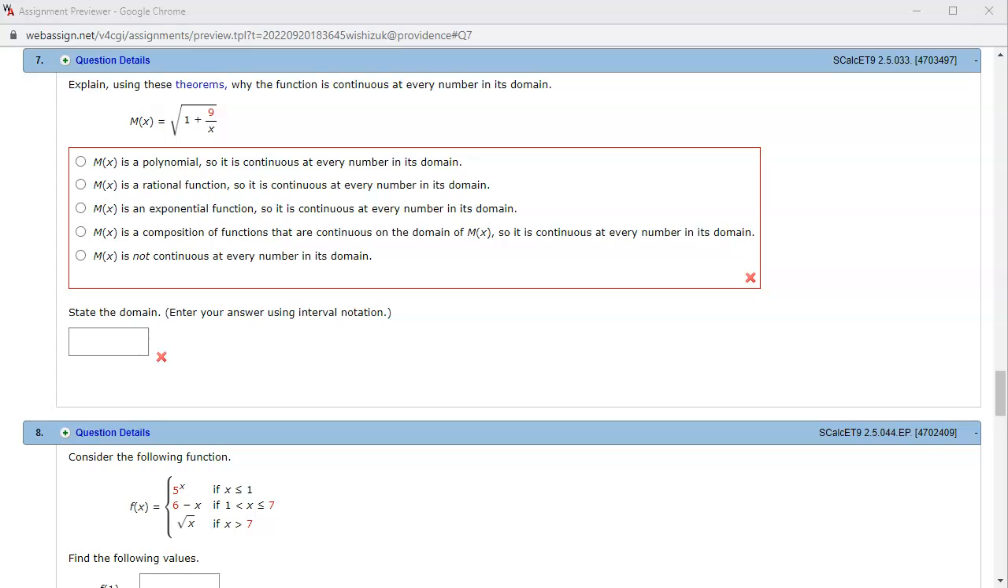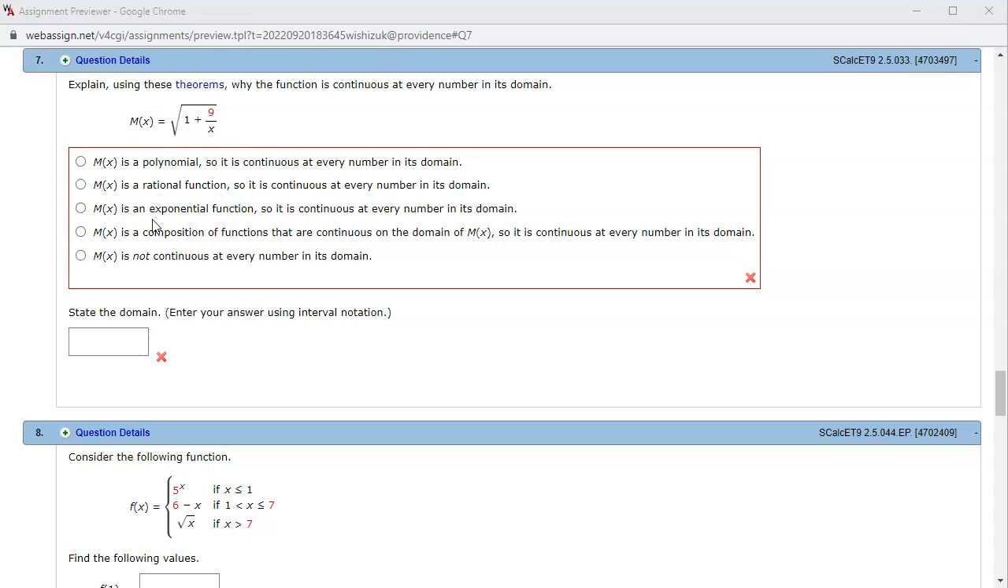All right, let's look at homework 2.5, problem number 7. Let's look at the options. M of x is a polynomial? It's not. M of x is a rational function? It's not. There's a rational function inside.